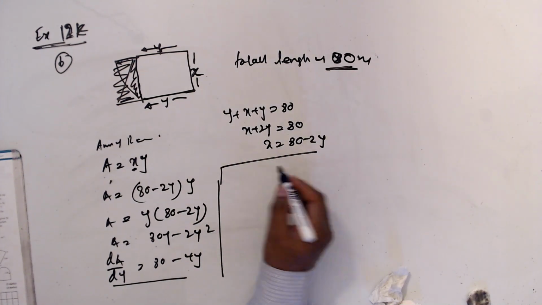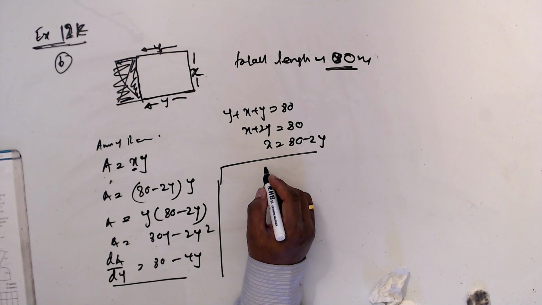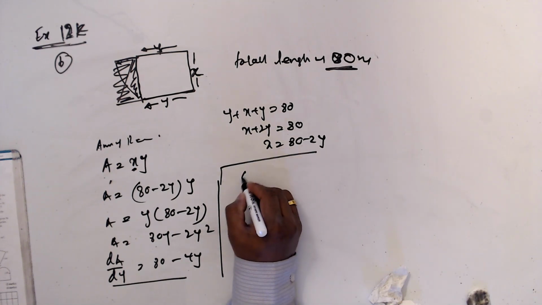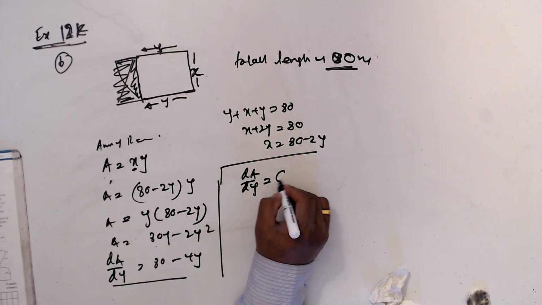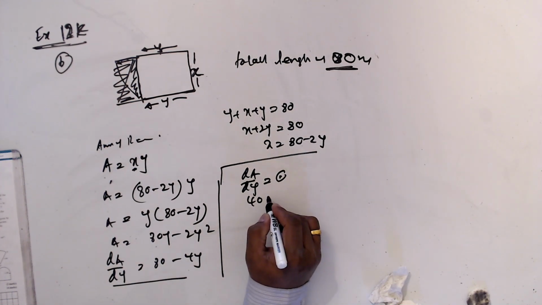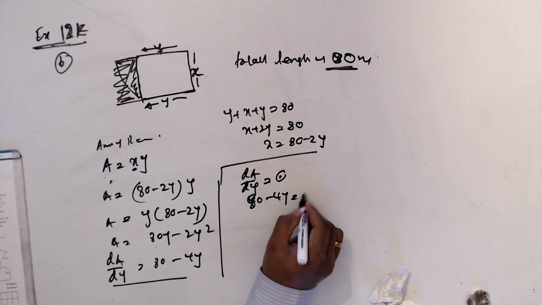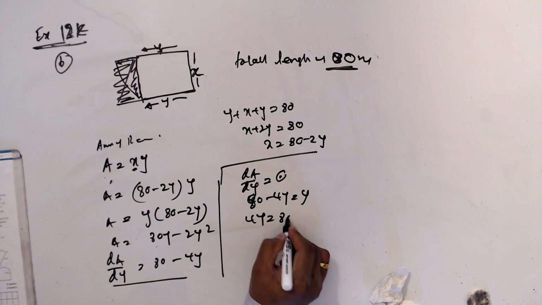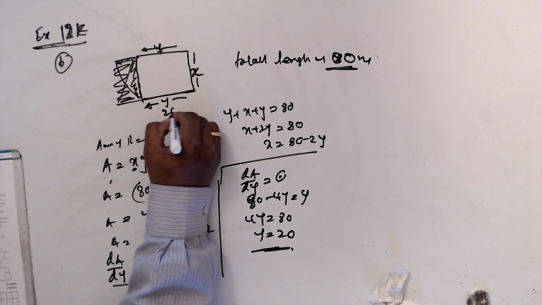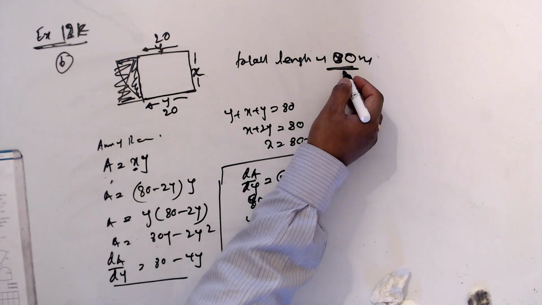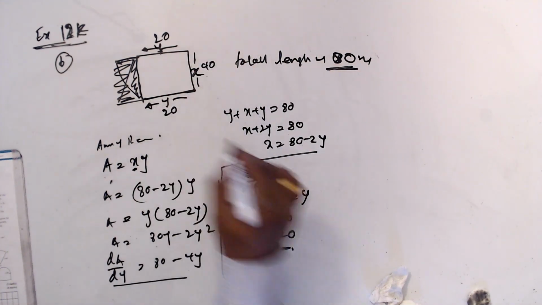So they want the maximum area for this length. So the area is maximum when dA over dy equals 0, meaning 80 minus 4y equals 0. 4y equals 80, so y equals 20. When y equals 20, the area is maximum. It means this is 20, this is 20, total is 40, so this is going to be 40.